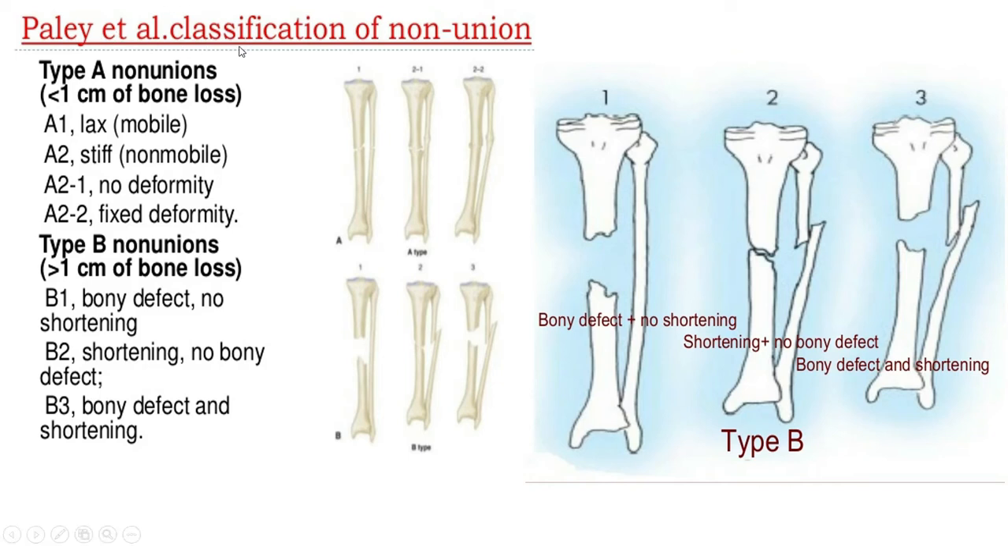Dor Palais has classified the non-union into two categories mainly: type A and type B. In type A non-union, he stated that the gap is less than 1 centimeter. So this is not our concern now, because we have taken a class over this non-union. But this part where the gap is more than 1 centimeter, he has broadly classified into B1, B2, and B3. What is this classification?